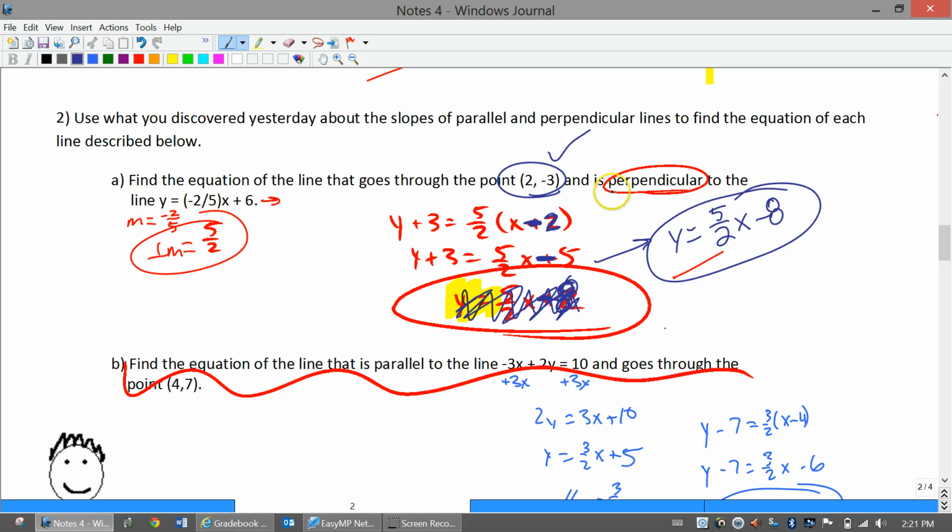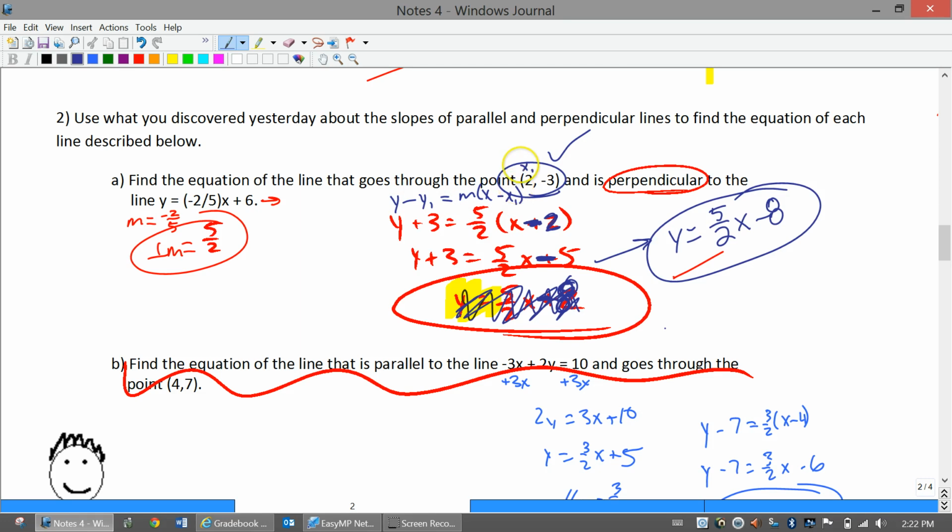We're given information that it's perpendicular to this line right here, and we know from Friday that perpendicular lines have slopes that are opposite reciprocals. So the slope of this particular line is -2/5. We want the slope of the line that's perpendicular to that, so we want the opposite reciprocal of -2/5, which is, flip it and change the sign, 5/2. After we do that, we take 5/2 and put it in slope-intercept or point-slope form, and we crank it out.